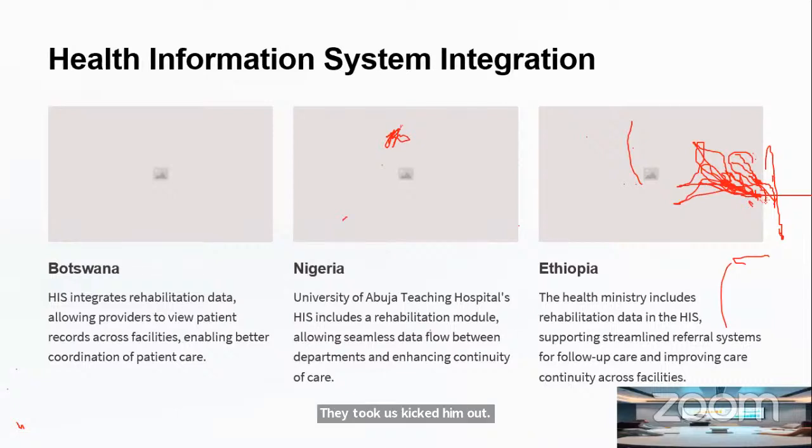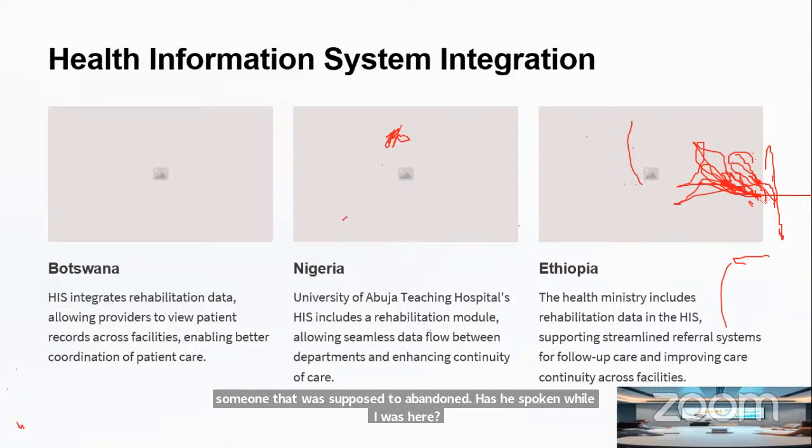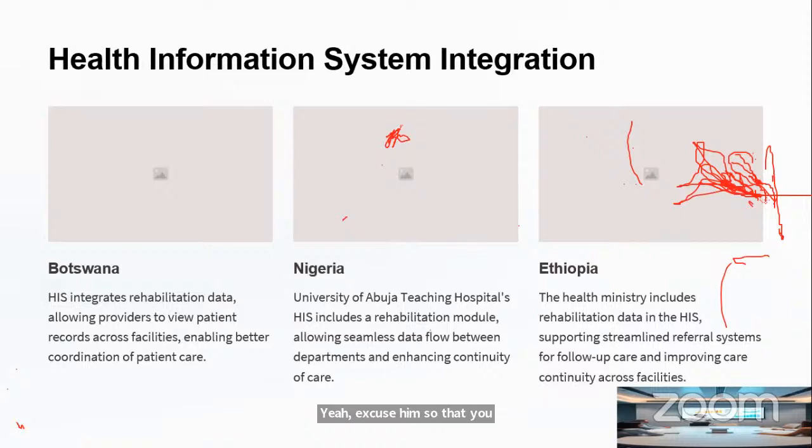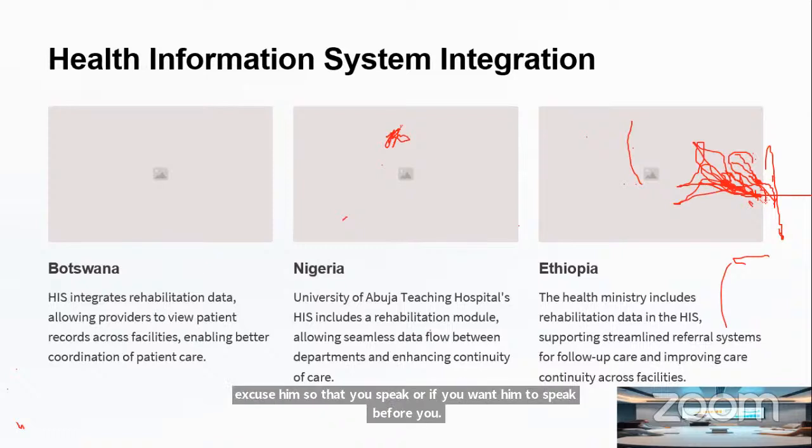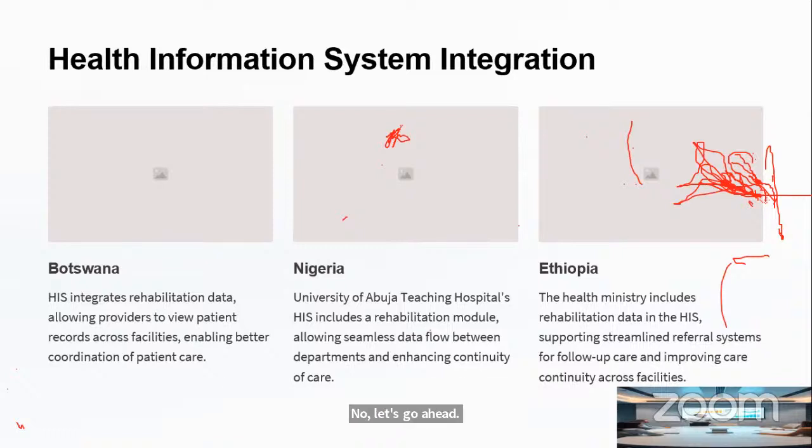I'm back. I'm back. Okay, so the registrar is back. All right. Welcome. I think there was someone that was supposed to speak, Abayomi Faleye. Has he spoken while I was away? I thought I would excuse him so that you speak first, or do you want him to speak before you? No, let him go ahead. Okay, I think he raised his hand before me. Good afternoon. Good afternoon, Prof. Welcome.